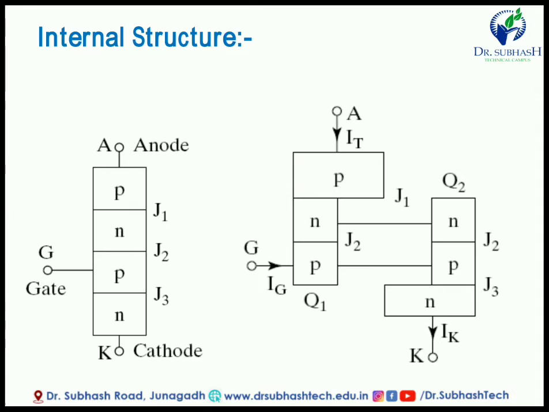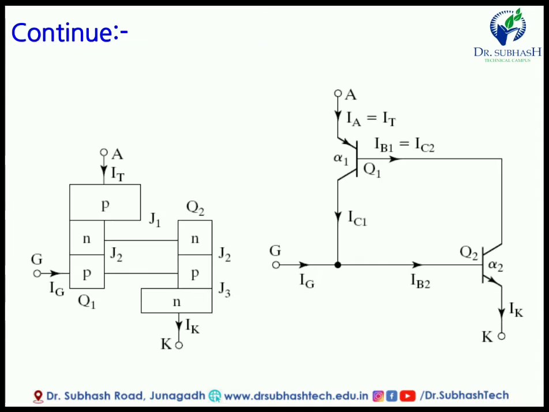Here the anode current, or total anode current, is also known as thyristor current. So the total current or thyristor current is IT, and the current flowing from the gate is known as IG, gate current, and the current at the cathode terminal is known as IK, means total cathode current. So here three types of current are available: IT, IG and IK. Now what is this current about? Let me discuss this.